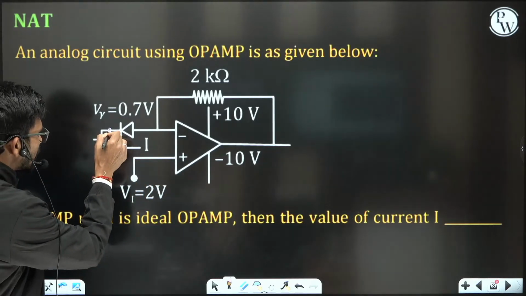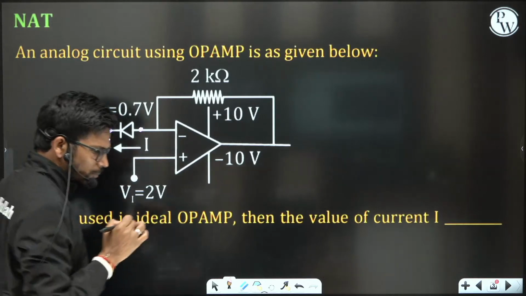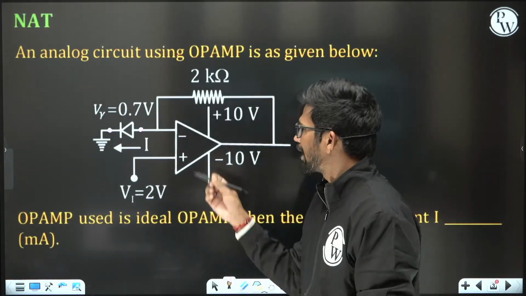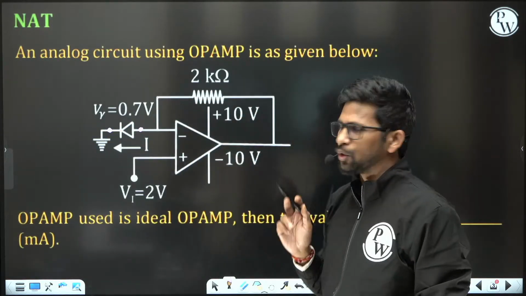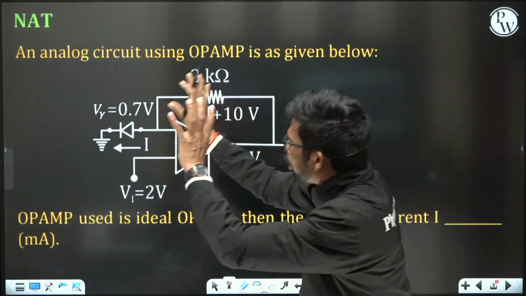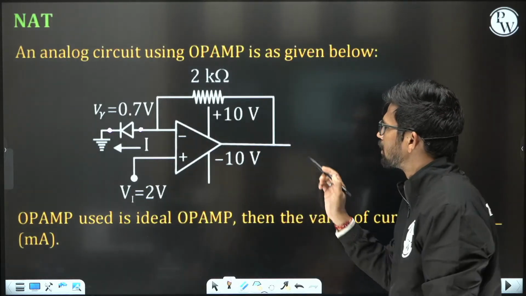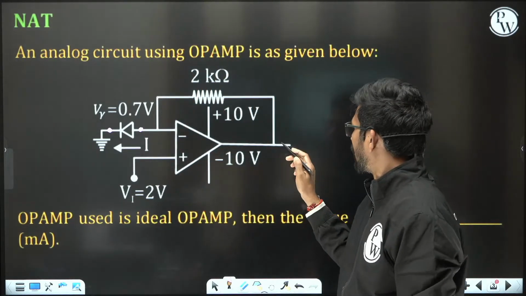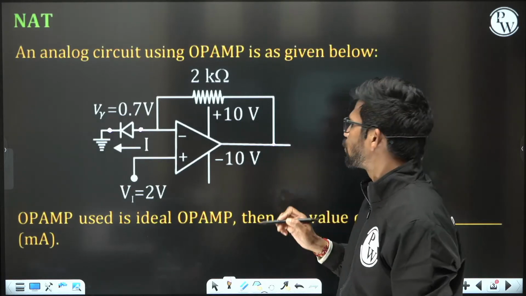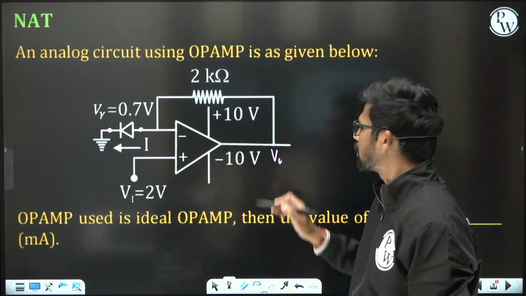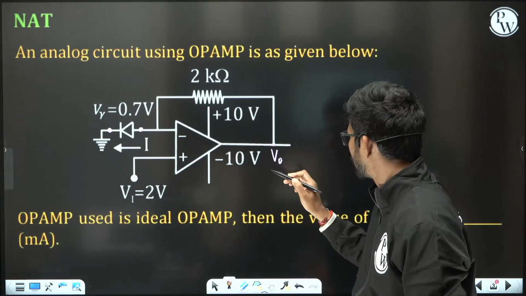So I opened these two terminals, so current will not pass through this. Now see the op-amp. This is disconnected because of the open circuit. Here this is the output of the op-amp. Let me say it is V0.